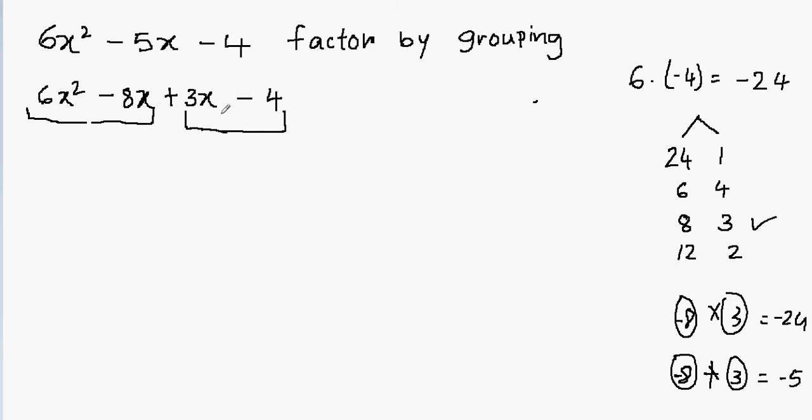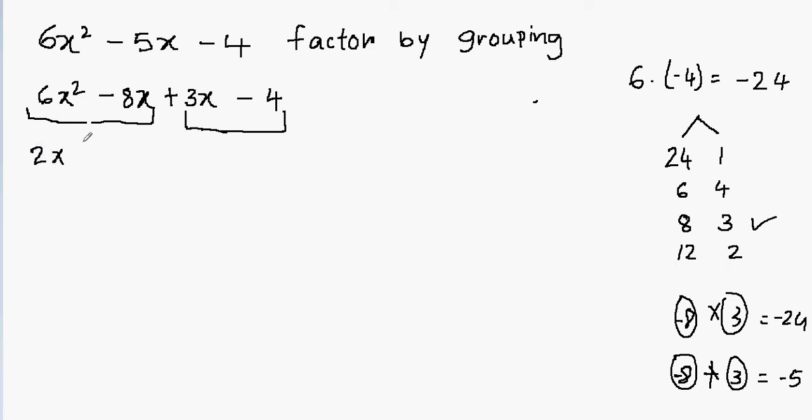So I have made two pairs. Now what I have to do is find the GCF of these pairs. So what do you think? What do they share in common here? 6x squared minus 8x. What do you think? What do they share in common? Well, they share 2x in common.